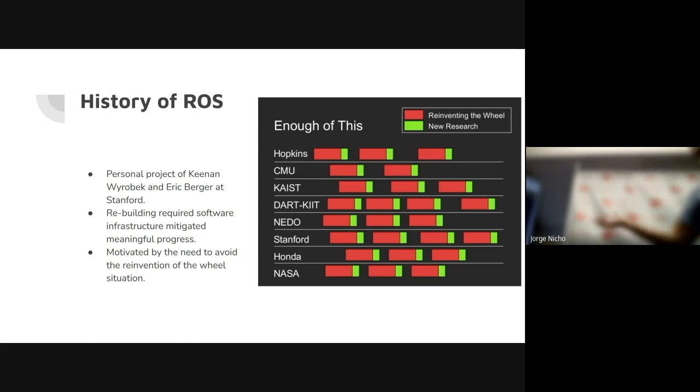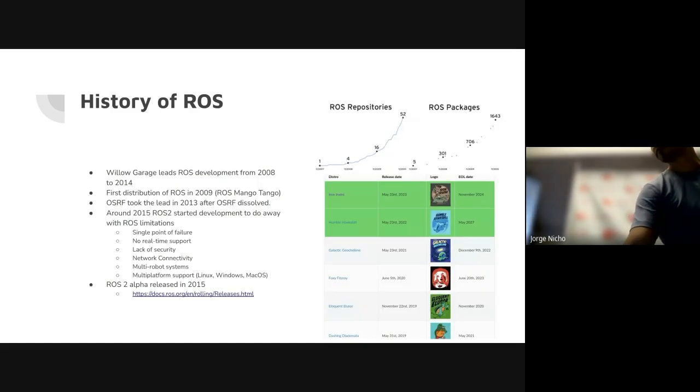And so in response to that, they decided, well, let's create a common framework for robotics. That way people are investing more on the green stuff. And so that's what motivated ROS in the first place.